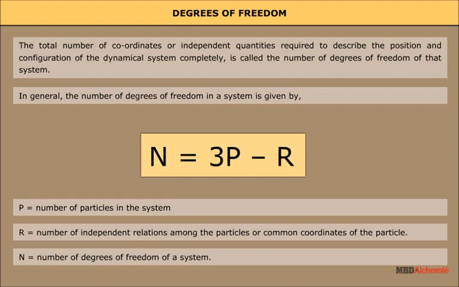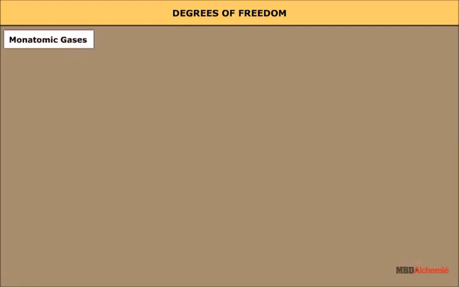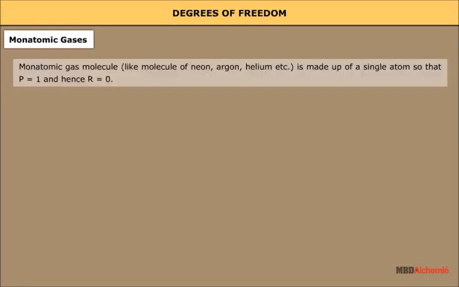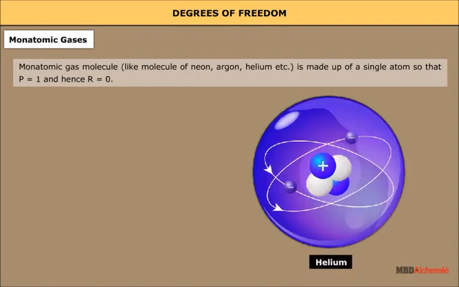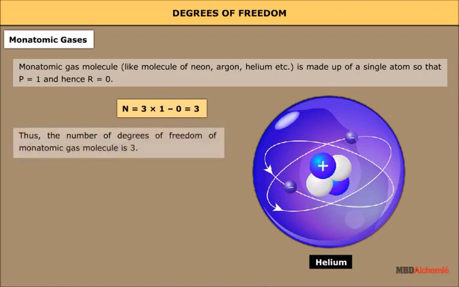Let us now calculate the number of degrees of freedom for monoatomic, diatomic, and triatomic gases. Monoatomic gases. A monoatomic gas molecule like a molecule of neon, argon, helium, etc. is made up of a single atom, so that p = 1 and hence r = 0. n = 3 × 1 = 3. Thus, the number of degrees of freedom of a monoatomic gas molecule is 3.